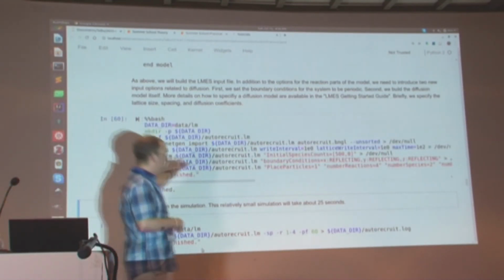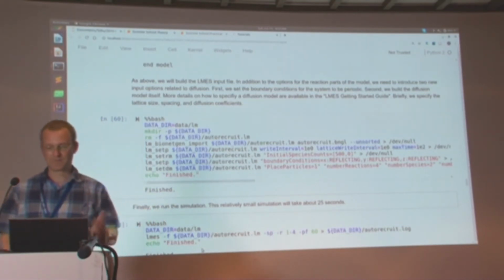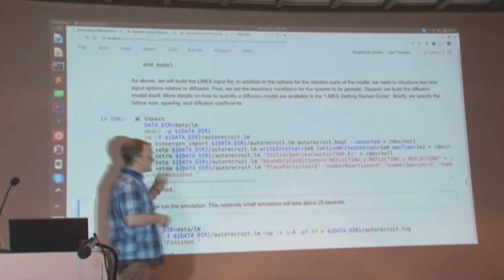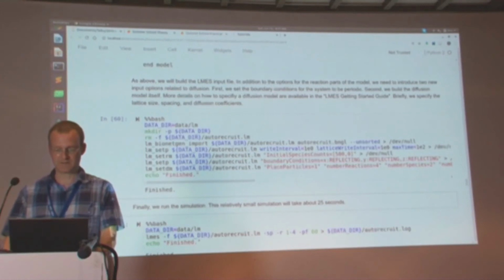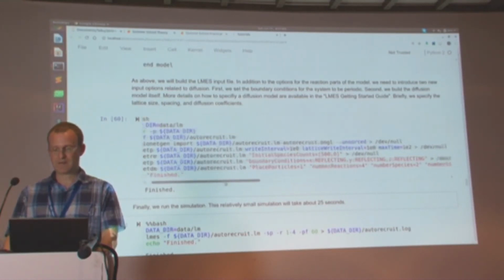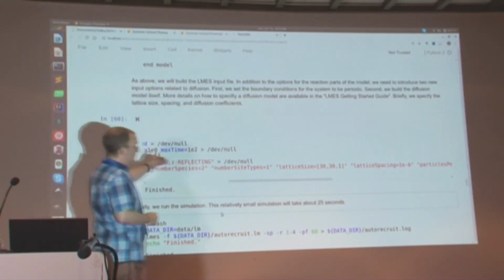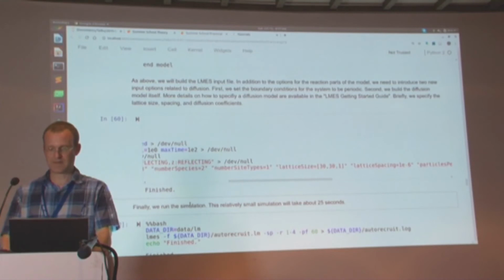We need to specify the boundary conditions. So we're going to set reflecting boundary conditions. You can do absorbing. You can do constant concentration boundaries. You can do constant gradient boundaries, any kind of different boundary that you might be interested in. And then we're going to have to specify the lattice size. So we're going to do a 30 by 30 lattice, 30 by 30 by 1, like a pseudo 2D model.